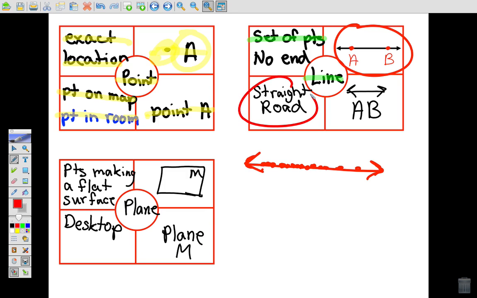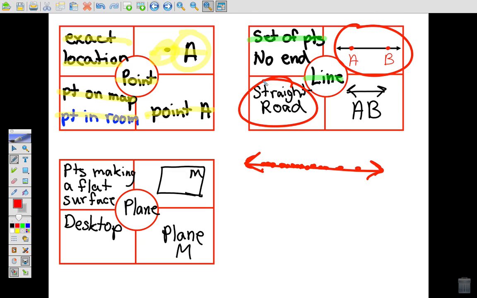Maybe a real world example of a line would be a straight road. So you're standing on a road, you look to your left, and the road just keeps on going straight, you don't see an end to it. And you look to the right, and you have the same situation. Now we know that eventually the road would end, but technically a line does not end.